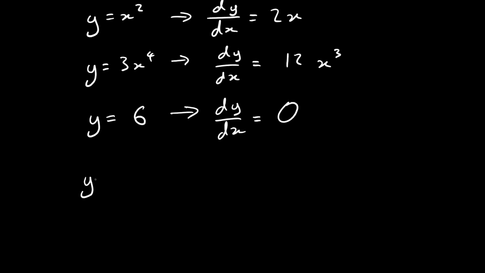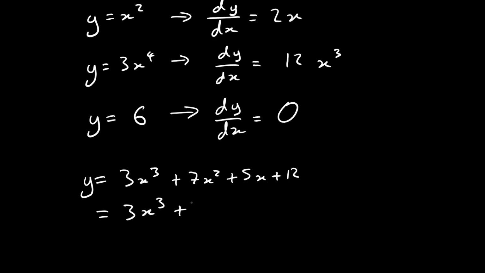What about y is equal to 3x cubed plus 7x squared plus 5x plus 12? Well, I'm going to rewrite this slightly. I'm going to leave the 3x cubed alone and the 7x squared alone. I'm going to write the 5x as 5x to the power of 1, and I'm going to write the 12 as 12x to the power of 0. Then I'm going to differentiate it down here.